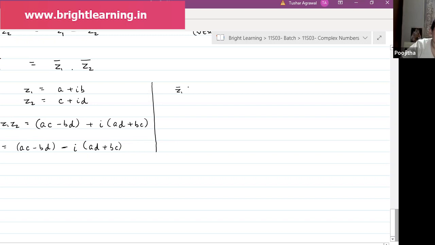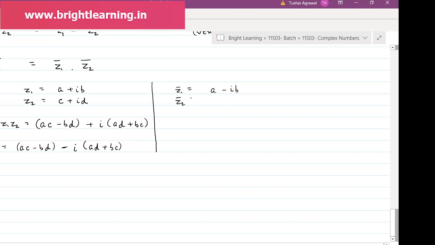Yes, sir. For the RHS, Z1 bar will be A minus iB, and Z2 bar will be C minus iD, correct? Can you do these two multiplications if you have two simple complex numbers, call them P and Q? You have to simply multiply them. How do you multiply? Just the cross multiplication, distribute term by term, that you used to do.